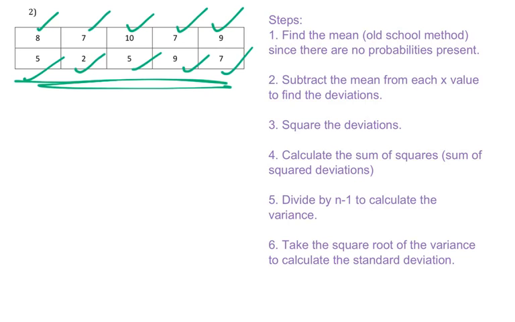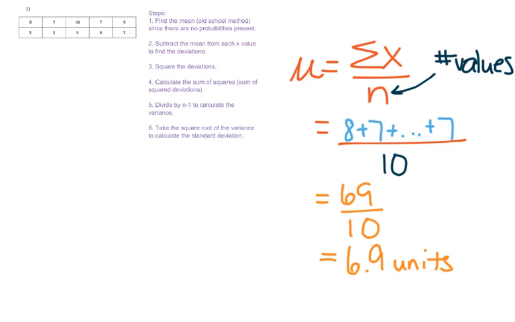Okay, so you want to find the mean using the old school method, the method that everybody already knew before coming into this class. Since there's no probabilities present, then you're going to subtract the mean from each x value to find the deviations. Step 3, you'll square the deviations to get rid of the signs. Number 4, you'll calculate the sum of squares, which is the sum of the squared deviations. Number 5 is to divide by n-1 to calculate the variance. And number 6 is to take the square root of the variance to calculate the standard deviation.